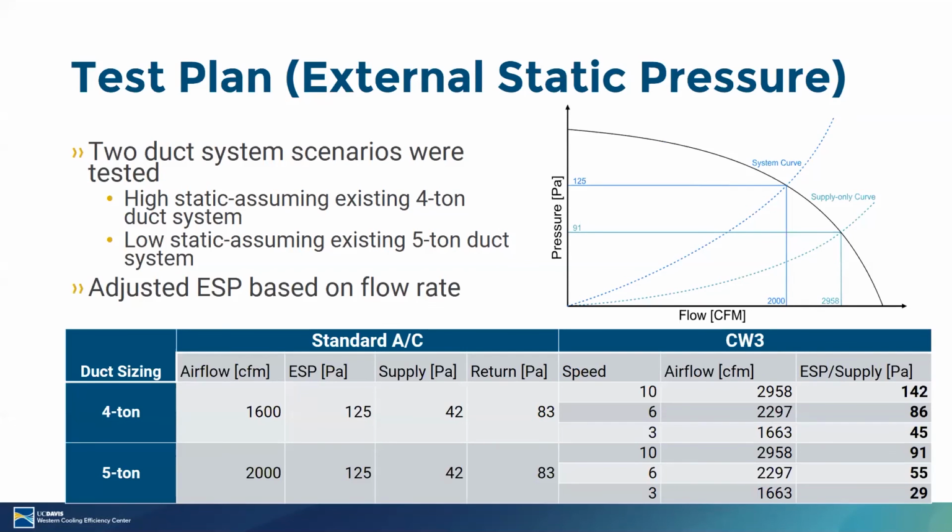I won't go into this in too much detail, but we put some thought into deciding what external static pressure to test at. As I mentioned, you'd have to connect this system to an existing duct system. So we had a high static pressure condition, which directly affects the fan power, so that's why this is important. The high static pressure condition we calculate is for replacing a 4-ton air conditioner in a home, and the lower static pressure would be if you're replacing a 5-ton air conditioner, because those systems have larger ductwork.